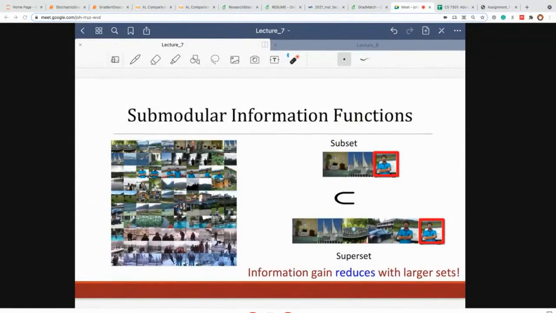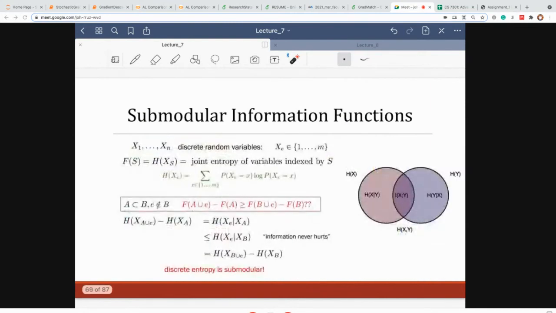So we also argued that submodular functions are natural information functions, right? Why is this? Because as you have larger and larger subsets, there is a larger chance of there being redundancy, right? So the information gain reduces as you have larger subsets. This is something we saw already. I think many of you have understood this by now. The other aspect is that entropic functions are naturally submodular, right? So we know that this is the diminishing returns property of a submodular function, right?